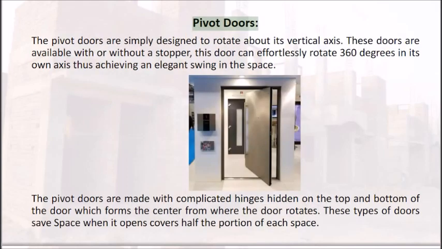Pivot doors. The pivot doors are simply designed to rotate about their vertical axis. These doors are available with or without a stopper. This door can effortlessly rotate 360 degrees on its own axis, thus achieving an elegant swing in the space. The pivot doors are made with complicated hinges hidden on the top and bottom of the door, which form the center from where the door rotates. These types of doors save space when they open, covering half the portion of each space.